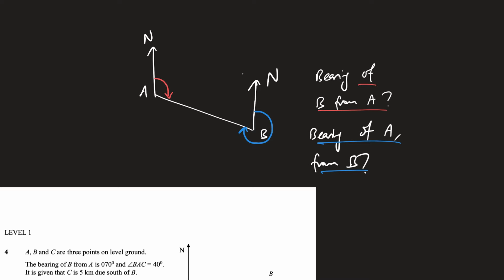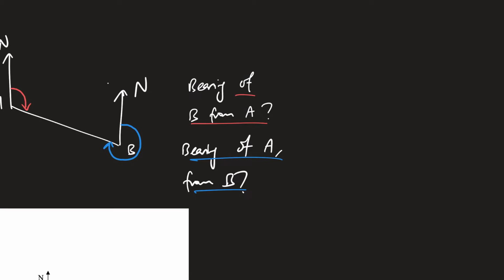Always go clockwise. Once again, if you say from B, that's why you put your north at B, and then you go clockwise until you reach the line joining it to A. There you go. And one more thing to note about bearings is that they always take up 3 digits, or sometimes 4.